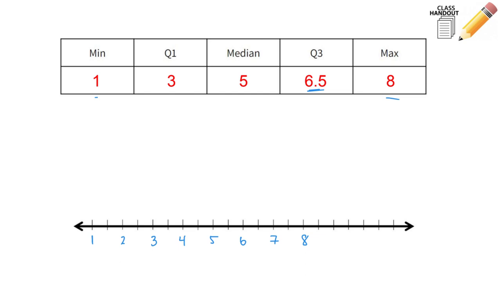Okay, so now to make our box plot, I'm going to make a mark at each of the numbers in our 5-number summary. So starting with 1, we have a line, then we have Q1, which is at 3. We have our median, which is at 5. We have Q3, which is 6.5. And then we have our maximum, which is 8. So the middle part is our box. And our line somewhere in the box is our median. And then we're going to extend the lines out to make our whiskers. So there's our box plot.